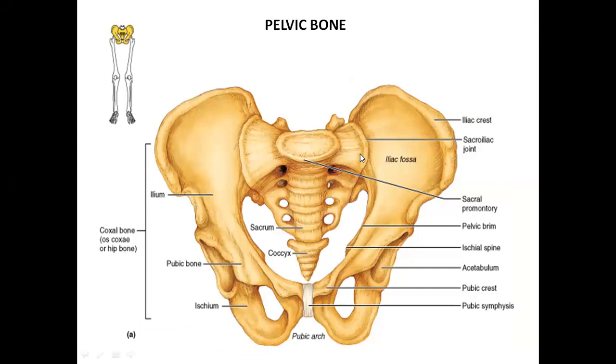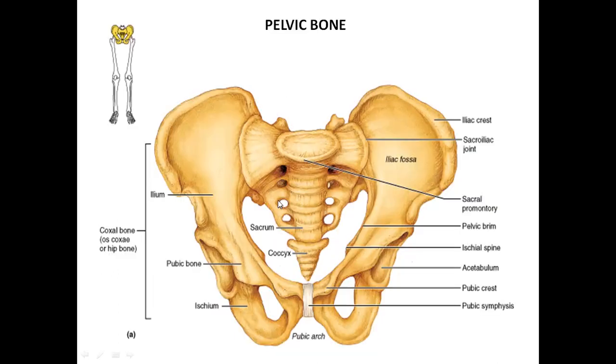Now, these three bones, the sacrum, coccyx, and the right and left hip bones, are all actually forming a wash basin like structure, which is called the bony pelvis. Okay, which is so designed as to lodge the pelvic visceral organs.